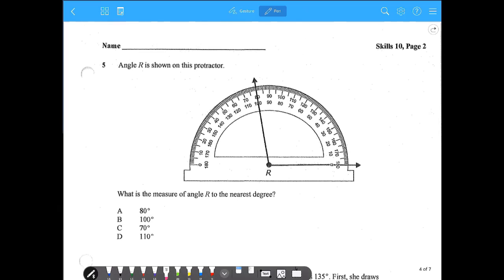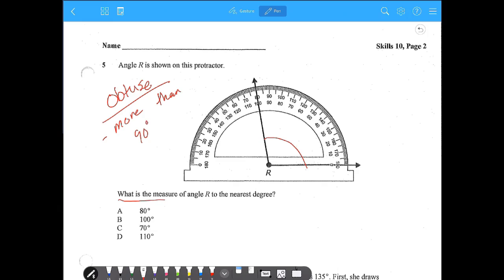So for example, for number 5, before you answer this question, remember a couple of things. You need to have your arc. Tell me what kind of angle is that first. Oh, it's an obtuse angle. If it's an obtuse angle, you're telling me that it's more than 90 degrees. Now look at your question. What is the measure of angle R to the nearest degree? So I'm looking for the measure of angle R to the nearest degree. So we know it's an obtuse more than 90.